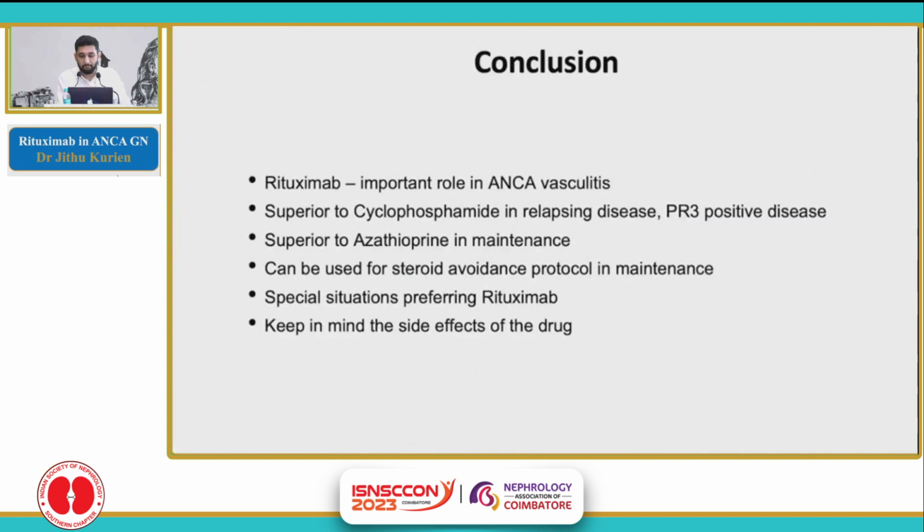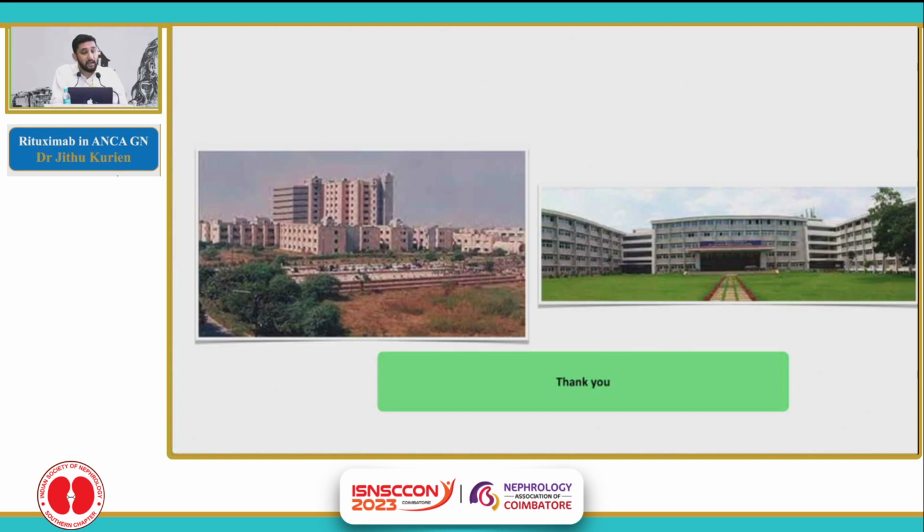So let me conclude, my dear audience. Rituximab has an important role in ANCA vasculitis. It's superior to cyclophosphamide in relapsing and PR3 ANCA disease. It's definitely superior to azathioprine with respect to maintenance, and it can be used for steroid avoidance in protocol maintenance. There are special situations when you prefer rituximab over cyclophosphamide, and always keep in mind the side effects of the drug.